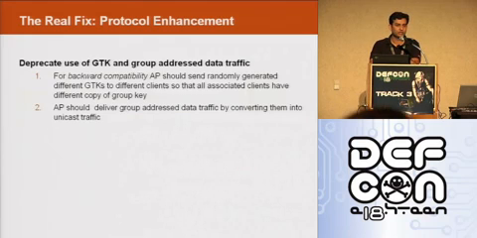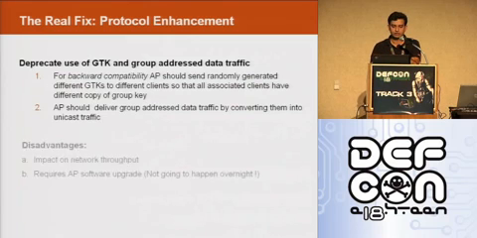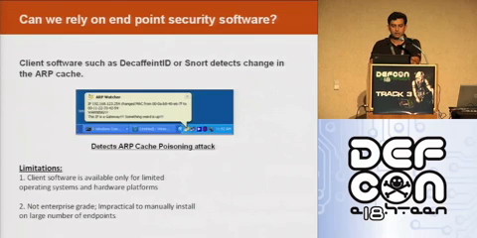all the countermeasure techniques. The real fix is basically fixing this problem in the protocol, and for that one can think of deprecating the use of GTK and group address data frames. The other solution is using endpoint security software like SNORT or ARP watch, which detects a change in the ARP entry, but there is a limitation of this software.